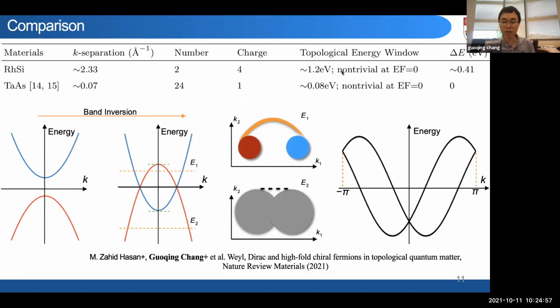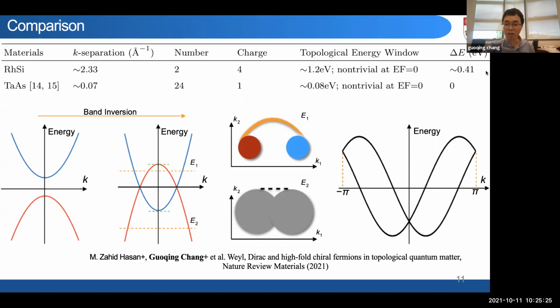fermions. For comparison, we can see the IHSI, because we don't have the band inversion, the separation of these two nodes is almost determined by the original dispersion. This can be on the order of 1 eV. And in conventional Weyl metals, this window is only around the order of 10 meV for most materials. So TaS is already the best one, which is still less than 100 meV.